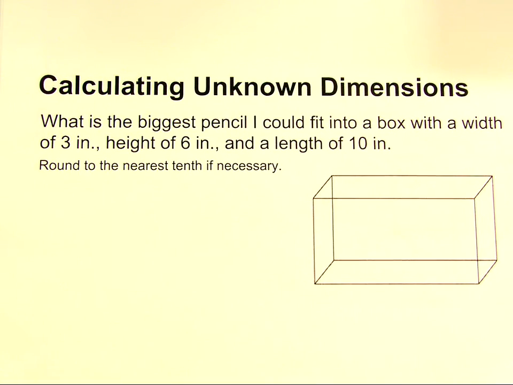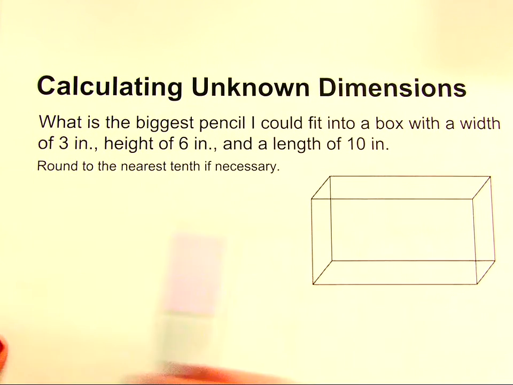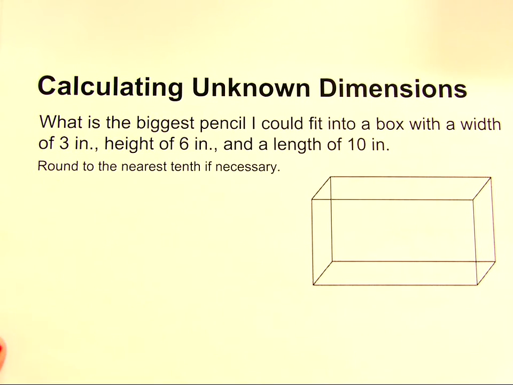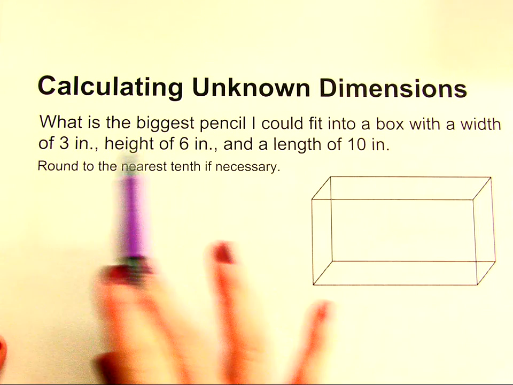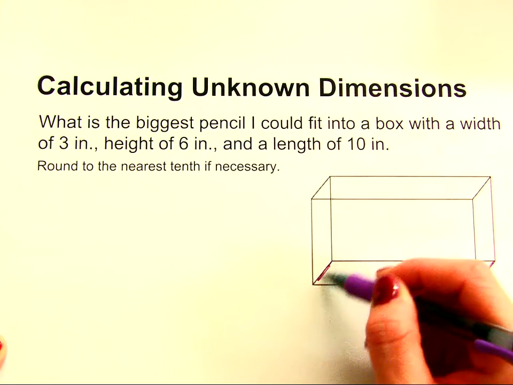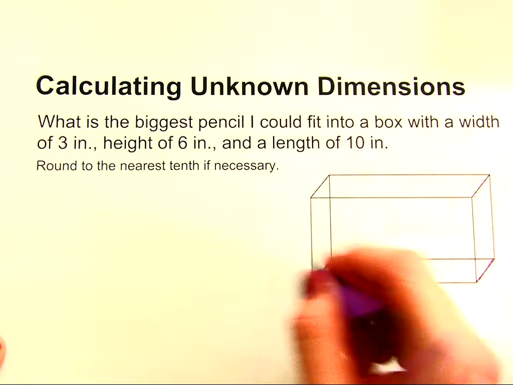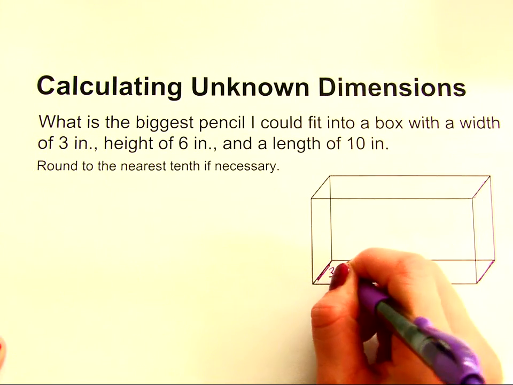So here's another one, and I have not labeled my box, my rectangular prism. So I've given you those measurements here. So first step, take a minute and label your rectangular prism. So width of 3 inches. So width is going to be any of these short sides. So you really only need to label one. So I'm going to label this one as being 3 inches.